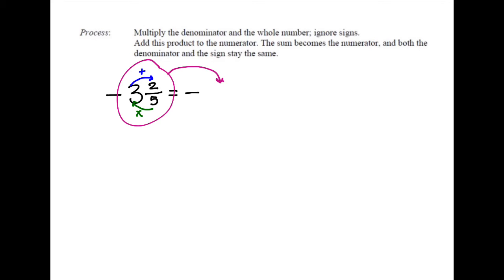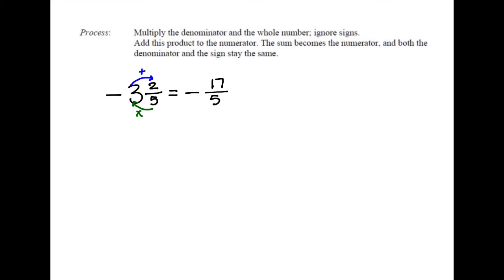Okay, and I'll show you why it doesn't work here in just a minute. Okay, so we're going to do 3 times 5 is 15, and then add 2. So 15, add 2 is 17, right? So 17, and you leave the 5. Okay, it was negative, and it still is negative.